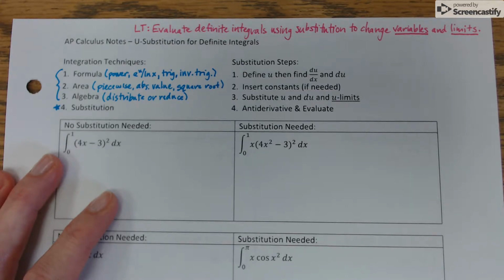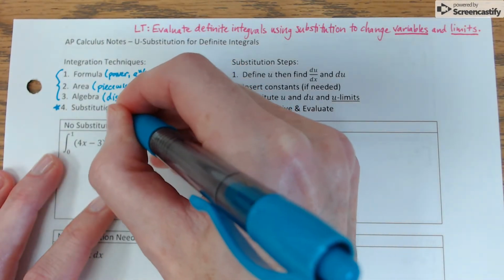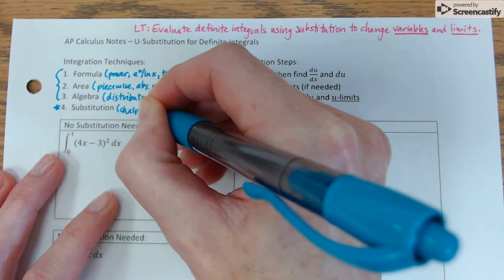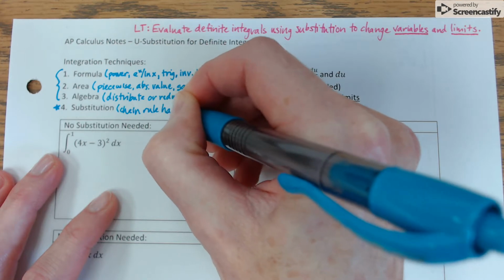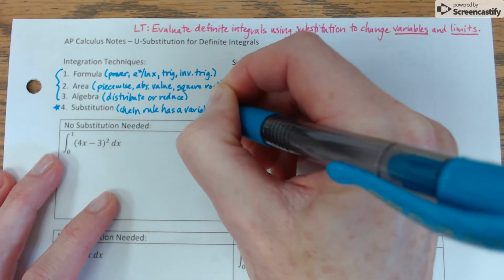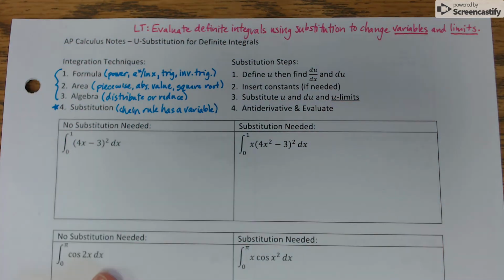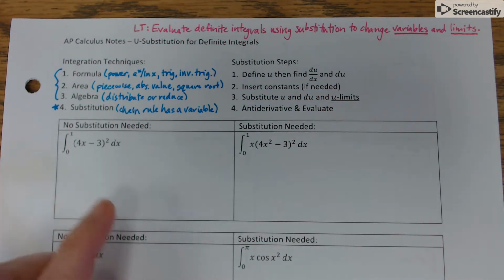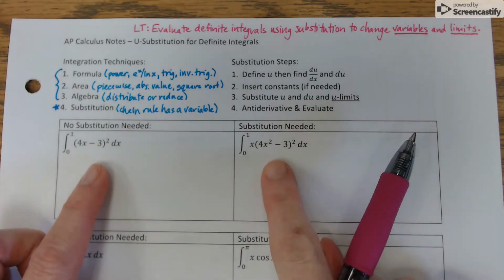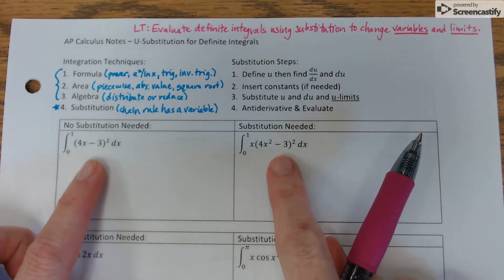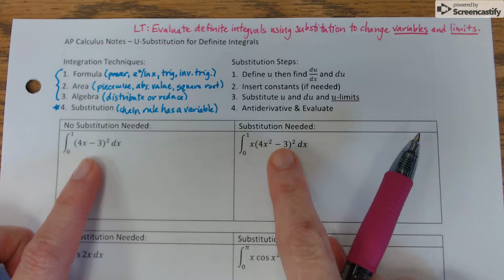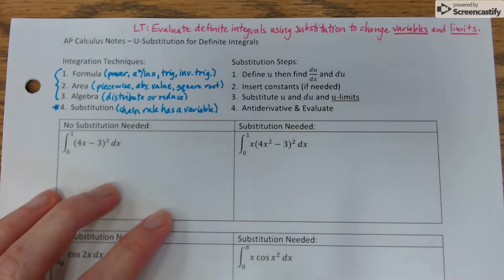And then today's new technique is called substitution, and I mentioned it's the reverse of the chain rule. And it's used specifically when the chain rule has an inside derivative that contains a variable. To explain that concept a little bit further, I'd like to look at these two examples side by side. I tried to make them look very similar to each other with just a slight difference. And you'll see that one is labeled no substitution needed, where the other one says that substitution is needed. So let's talk about why and why not it would be needed in either situation.